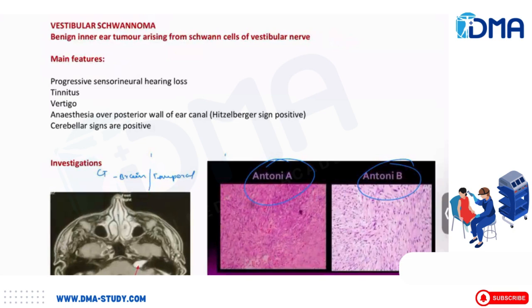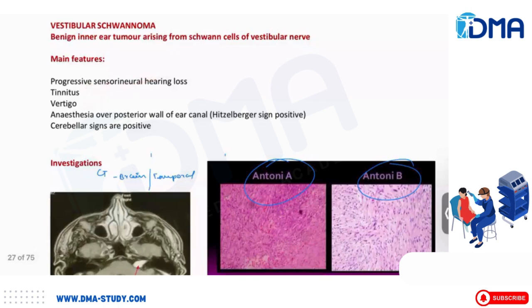Vestibular schwannoma is the most common inner ear tumor, which is benign. It is a benign inner ear tumor arising from Schwann cells of the vestibular nerve. There will be progressive sensory hearing loss, which is unilateral. That is very important. Tinnitus will be there. Vertigo will be there.